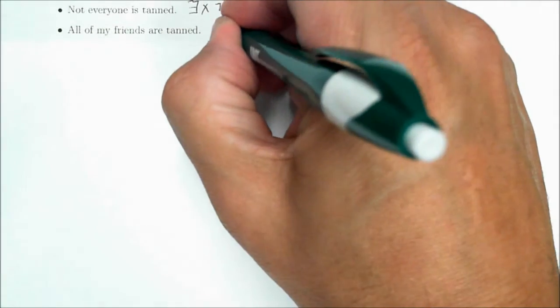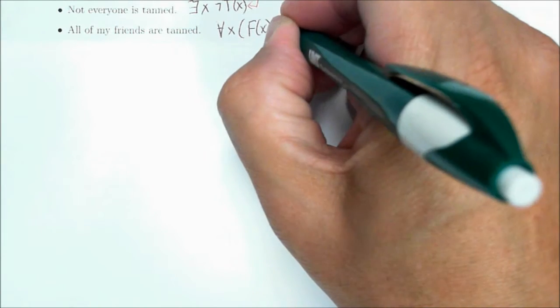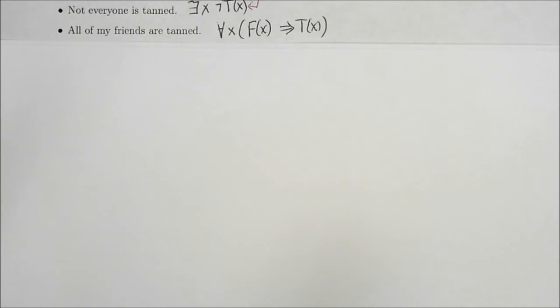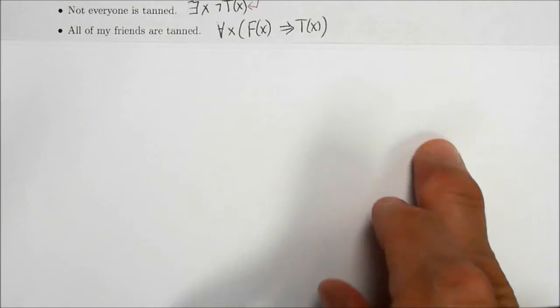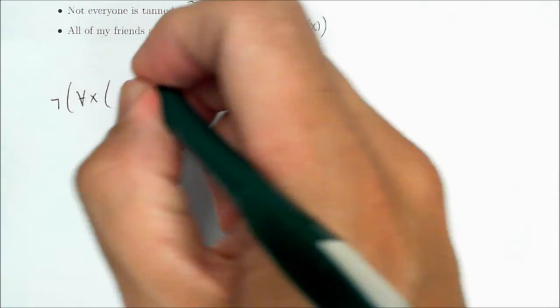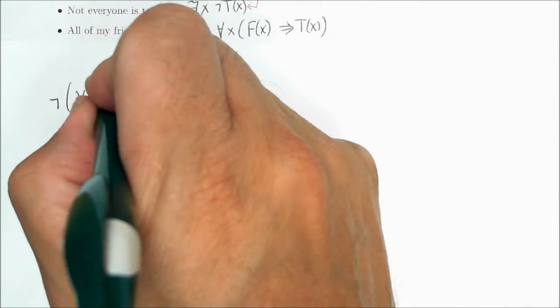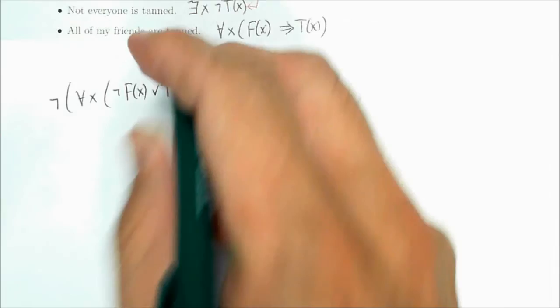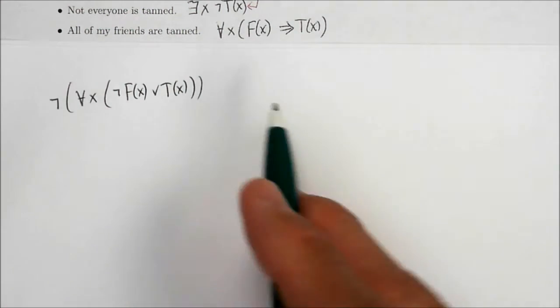All of my friends are tanned. Okay, so this one would be for all x, if the person is my friend, then that person is tanned. So that would be the original statement. To get the negation of the statement, I'll do the work down here. The negation of the statement would be that it is false, that for all x, and I'm going to change this to the not p or q form, not my friend or tanned. Okay, I believe that it balances the number of parentheses.